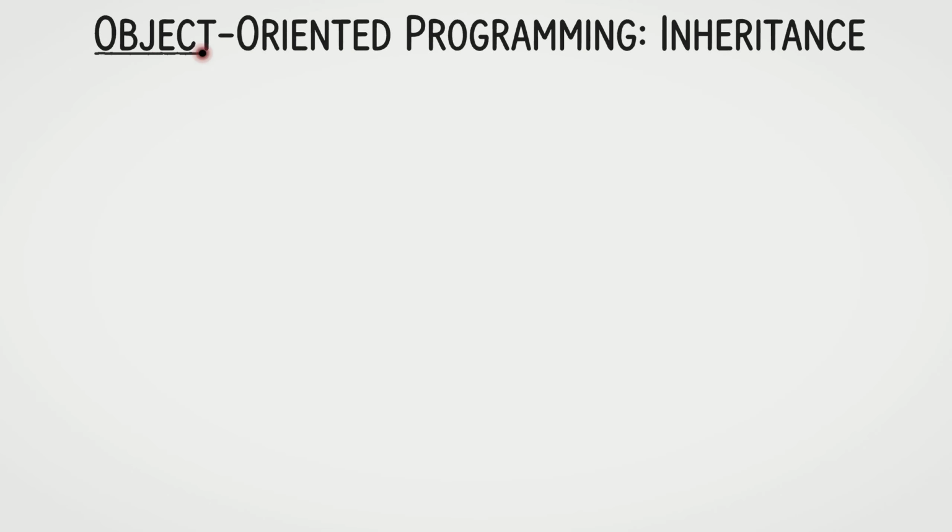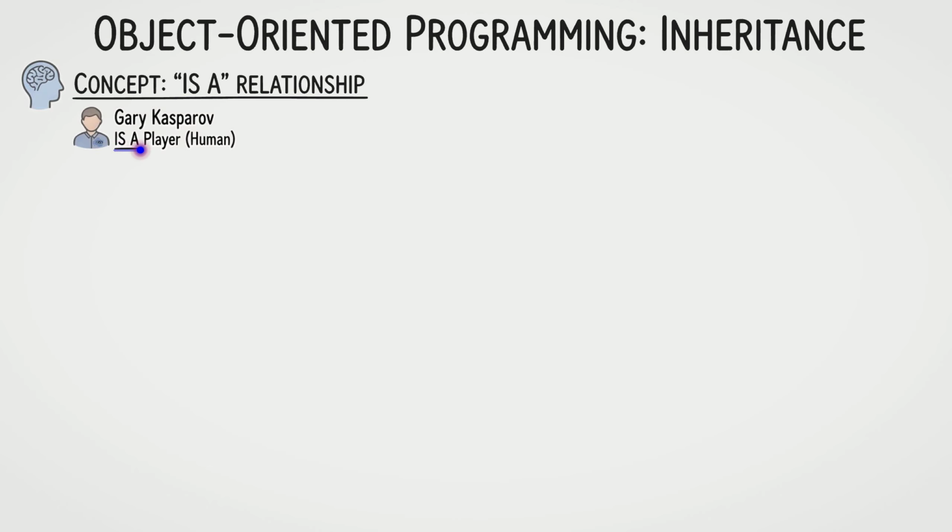Let's explore the fundamental concept of inheritance within object-oriented programming. Previously, we looked at how objects interact, but when we need to describe a specific type of classification, we use what is called the is-a relationship. Consider the players in a chess game. A player might be a human, such as Gary Kasparov, or they could be a piece of software, such as Deep Blue. In programming, saying Gary Kasparov is a player is formed by inheritance.